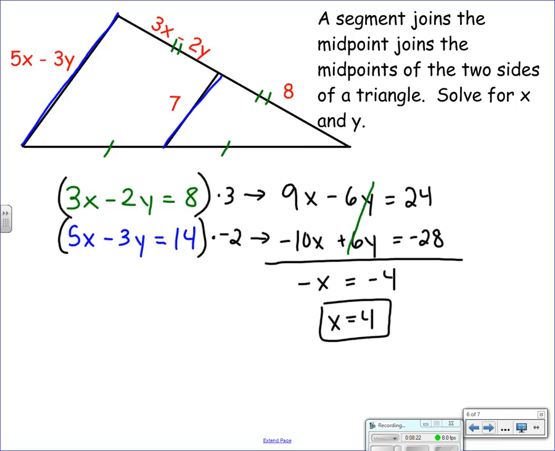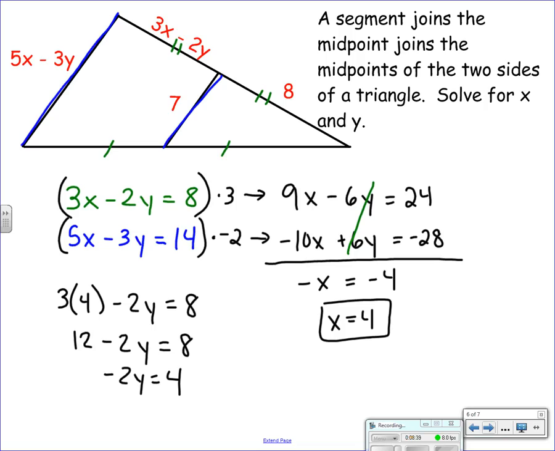Now solve for y. I bet you the first equation is going to be easiest. 3 times 4 is 12, minus 2y equals 8. -2y equals -4. I have a negative sign in there. Divide by -2. Y is going to be equal to 2.